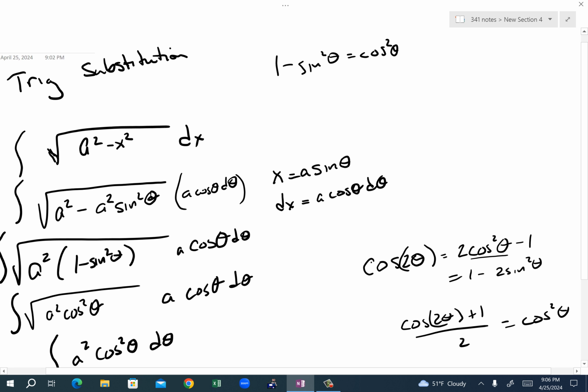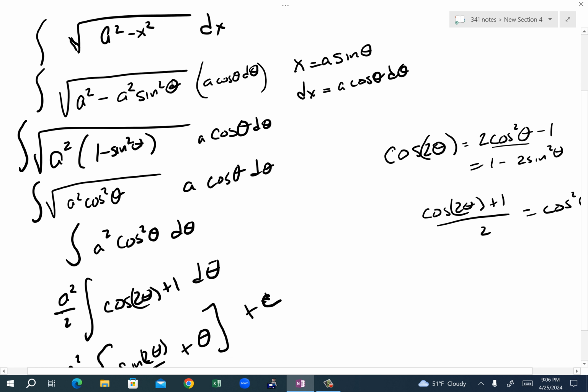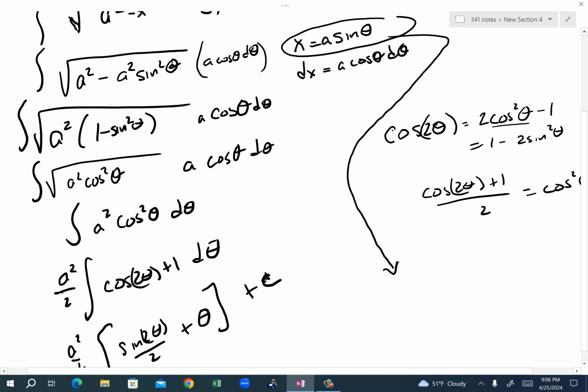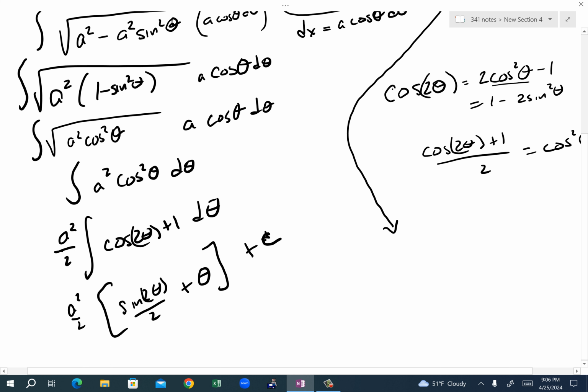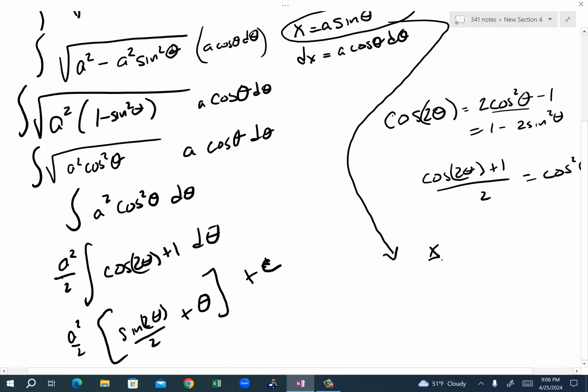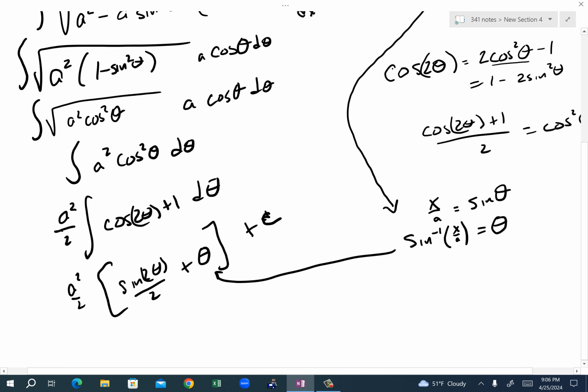Is it possible that I could come back up here and look at this? What is x? Theta is, by definition, x over a, so theta is the arcsine of x over a. And so that goes in there, and then there's your answer.